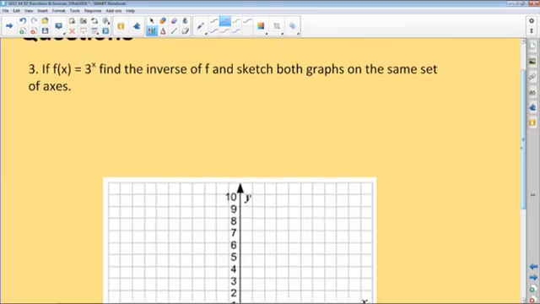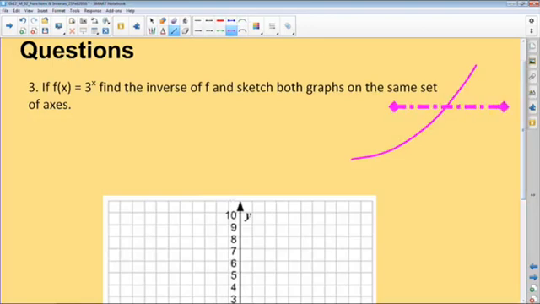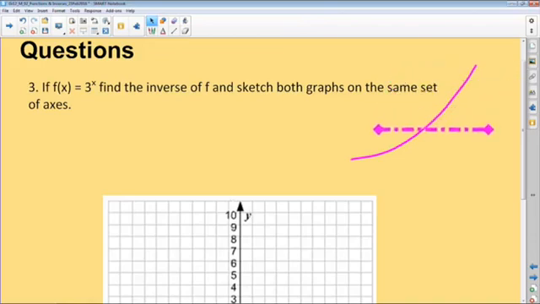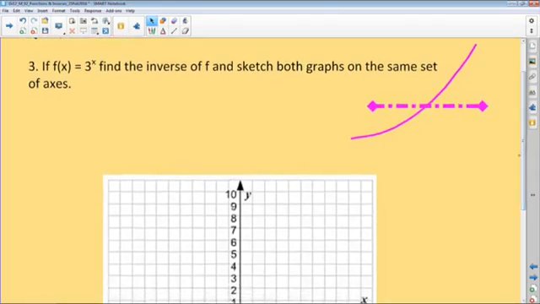How do I know that both graphs are going to be functions? Well, we know that 3^x, you know the shape of that looks like that. And if you were to get a horizontal line and run it through this exponential graph, you will see it only cuts it at one point. So that means it's a one-to-one function. Therefore, the inverse will be a function, so I don't need to restrict the domain. Okay. So if f of x is equal to 3^x, find the inverse of f and sketch both graphs.